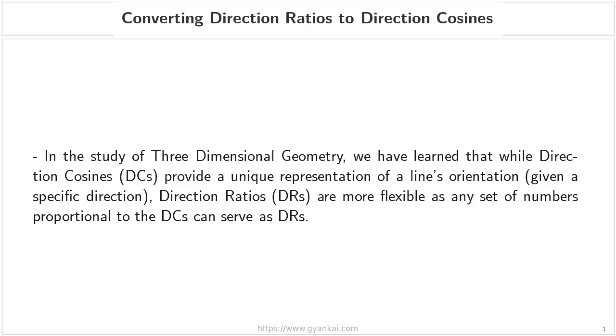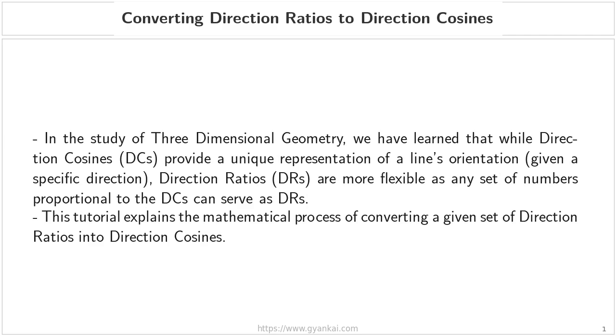On the other hand, we have direction ratios, or DRs. These are much more flexible. You see, any set of numbers that is proportional to the direction cosines can act as direction ratios. This means we can scale them up or down, which is very useful in many geometric problems. In this tutorial, I am going to guide you through the step-by-step mathematical process of how we take those flexible direction ratios and convert them back into the standardized direction cosines. By the end of this session, you'll be able to perform this conversion with ease.